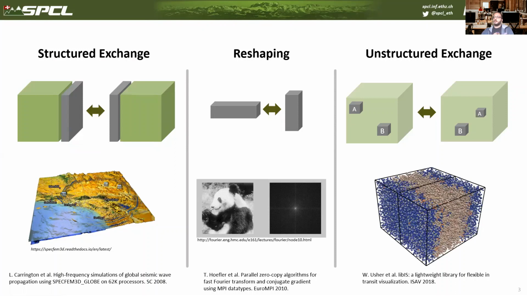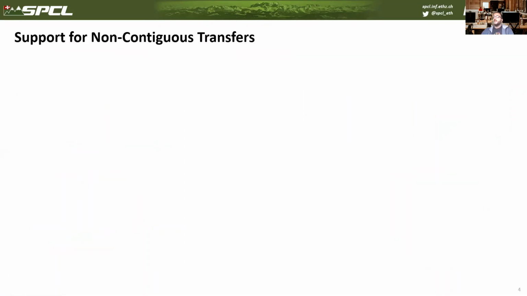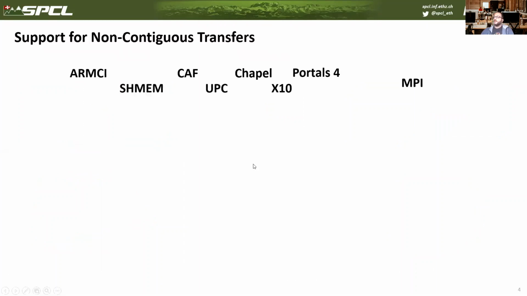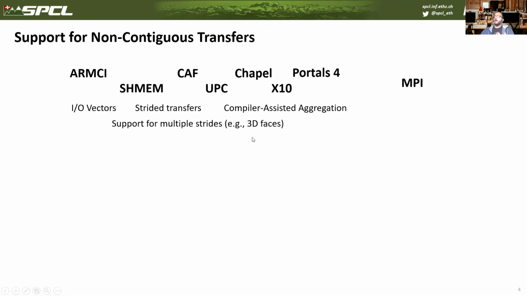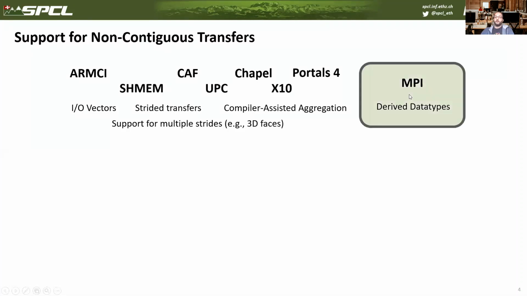As we can see, there are multiple applications where we can be faced with this type of transfer. In fact, this is well recognized. We have support for this kind of transfer in multiple languages, and this support varies from IO vectors to compiler-assisted aggregation and so on, or derived datatypes in MPI. In this work, we will focus on MPI and derived datatypes, just because it's the most general way to express arbitrary layouts. But all the things we discuss here can be applied to these other supports and languages too.